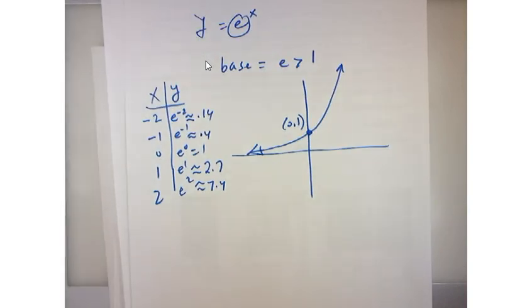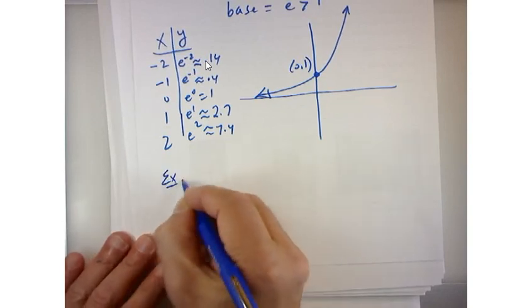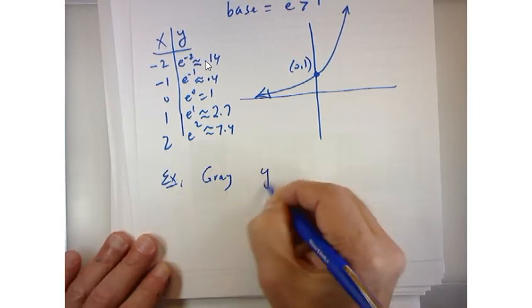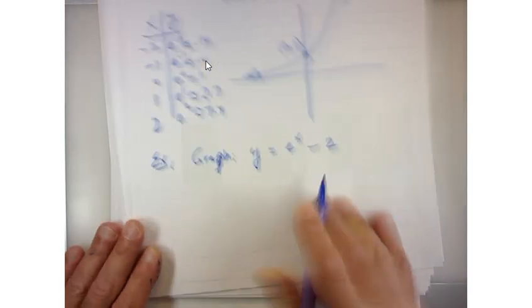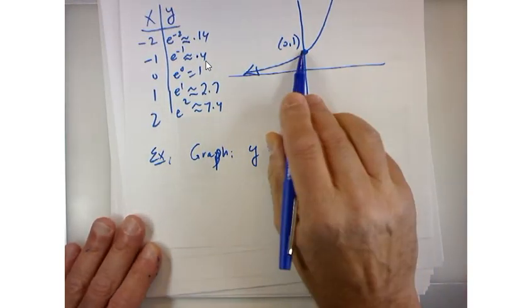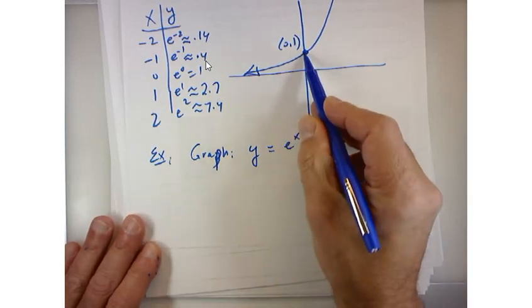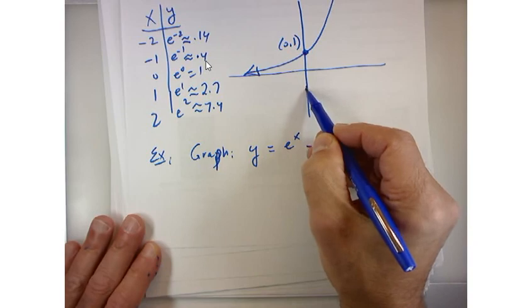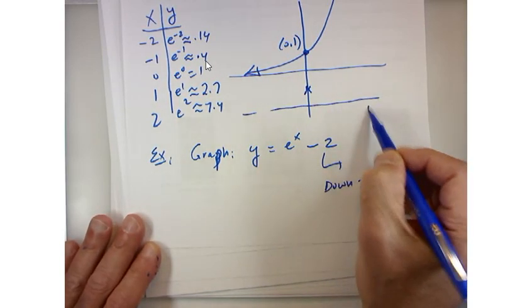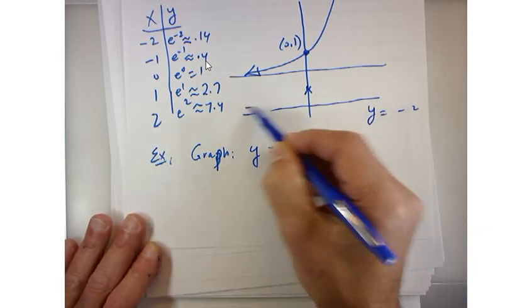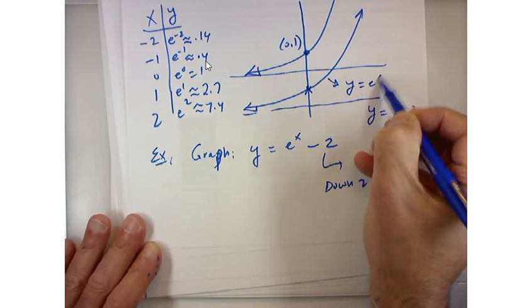And based on this, if you want to graph e to the x minus 2, that means the basic graph is e to the x, and then you go down 2. So I'm going to move 0, 1 down 2, and I'm going to move the x-axis down 2, and then copy and paste. So this would be y equals e to the x minus 2.